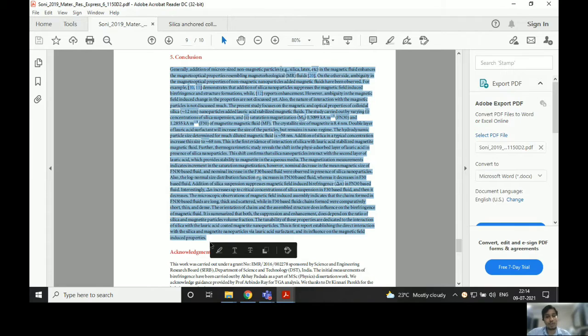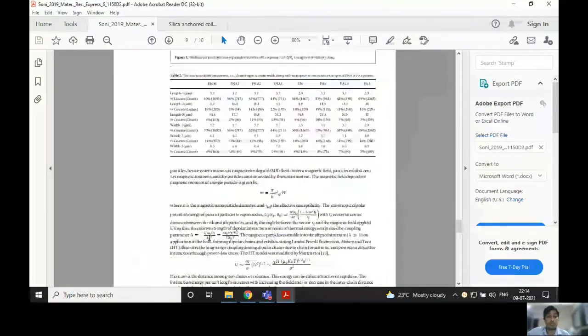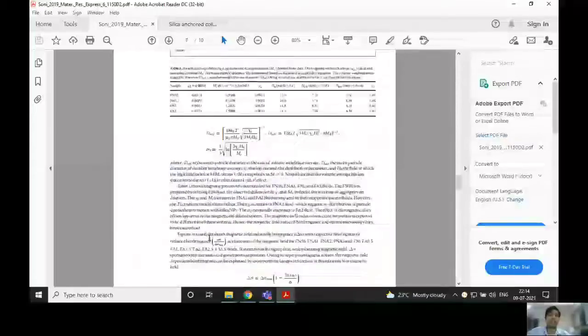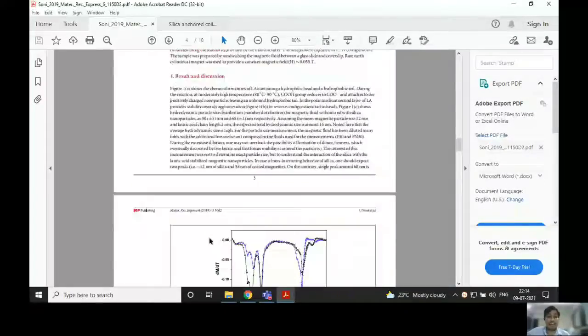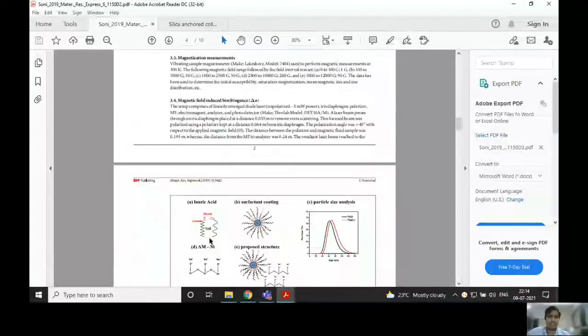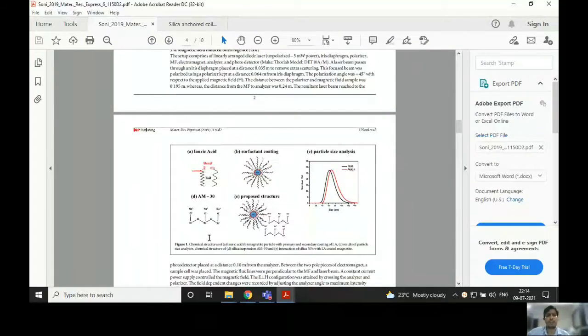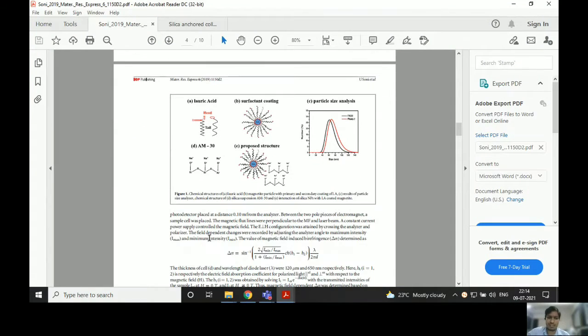Now after reading the conclusion, if you find that yes, this is my kind of work, or this is the work which I am looking for, then go with the images or graphs, whatever images or graphs are given in the particular paper, just go with that. So try to see those graphs or figures, what they are actually trying to show.